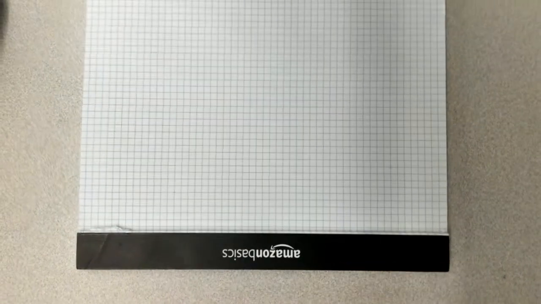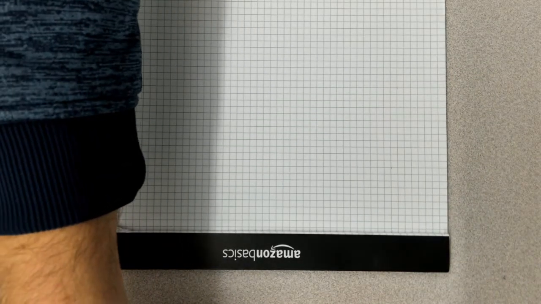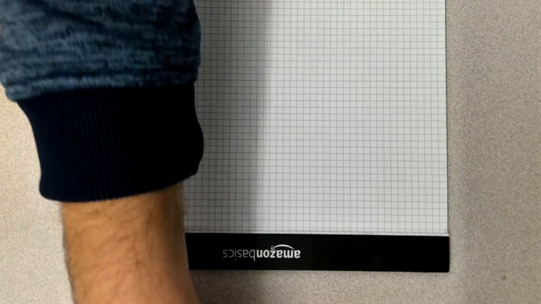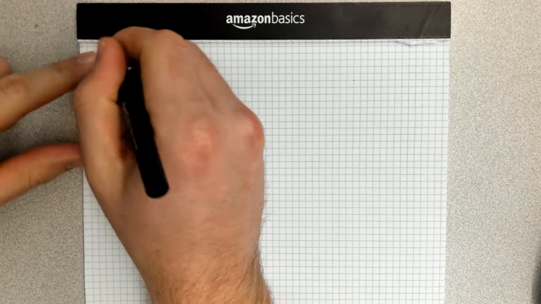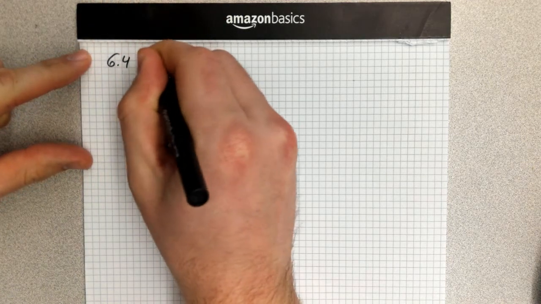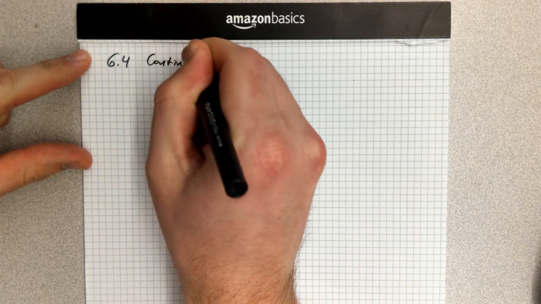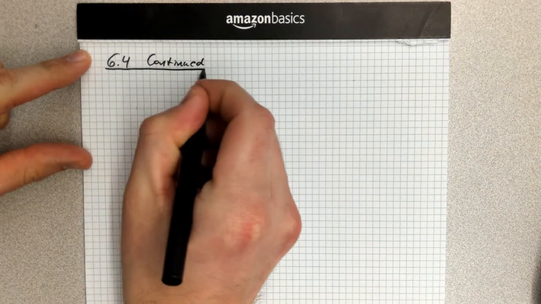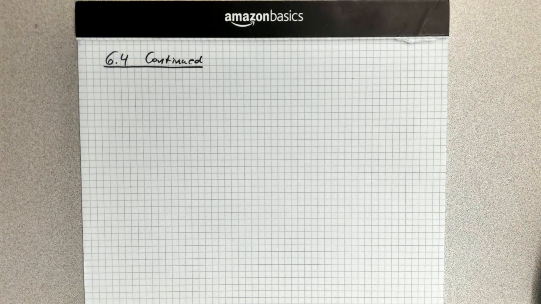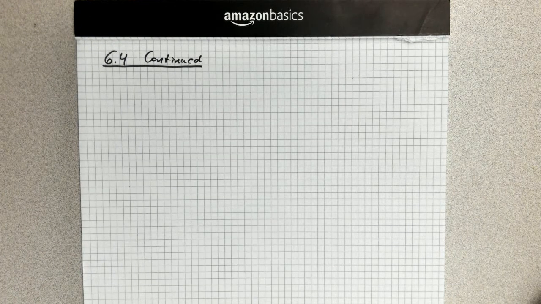Let's get started. We are going to finish up section 4 today, or that makes it sound like there isn't much left. We are going to do the second half of section 4 today. So let's get started. So this is 6.4, continued. So here we go. All right. So what we're going to do today is apply the fundamental theorem of calculus.